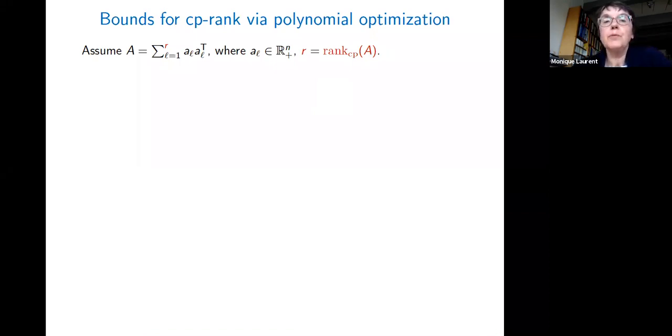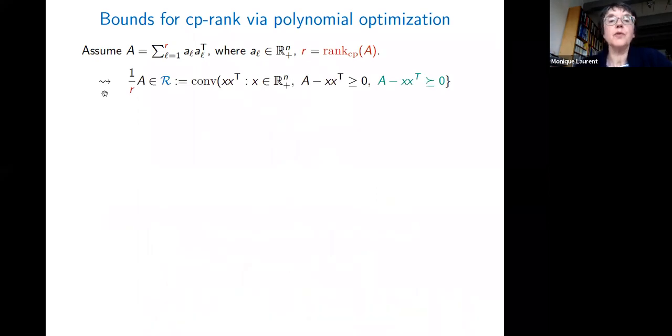So if we want to compute the CP rank, we want to write A as a sum of rank 1 matrices, using as few as possible. In other words, if we multiply by 1 over R, you are trying to write 1 over R A as a member of this set R, which is a convex hull of XX transpose, where X is non-negative, XX transpose is at most A entry-wise and at most A in the PSD order.